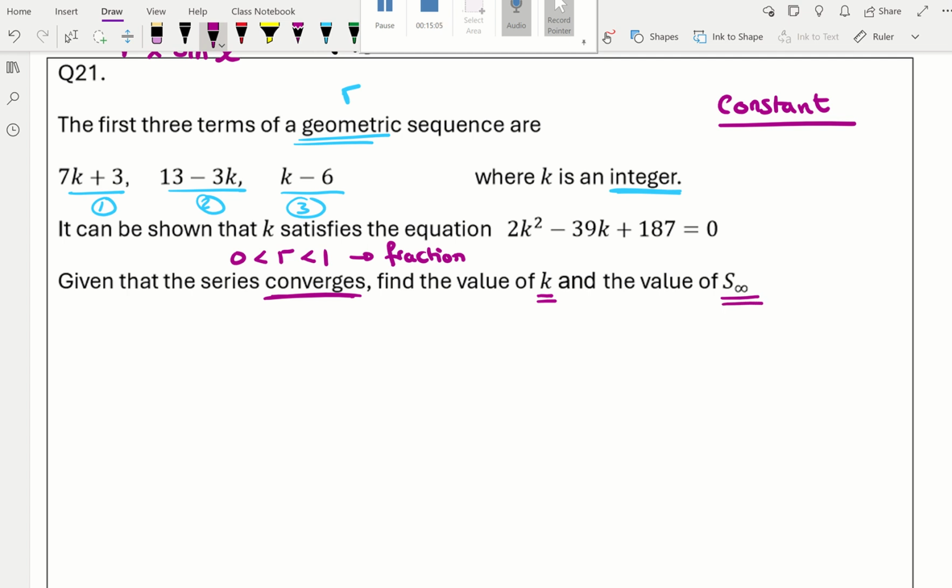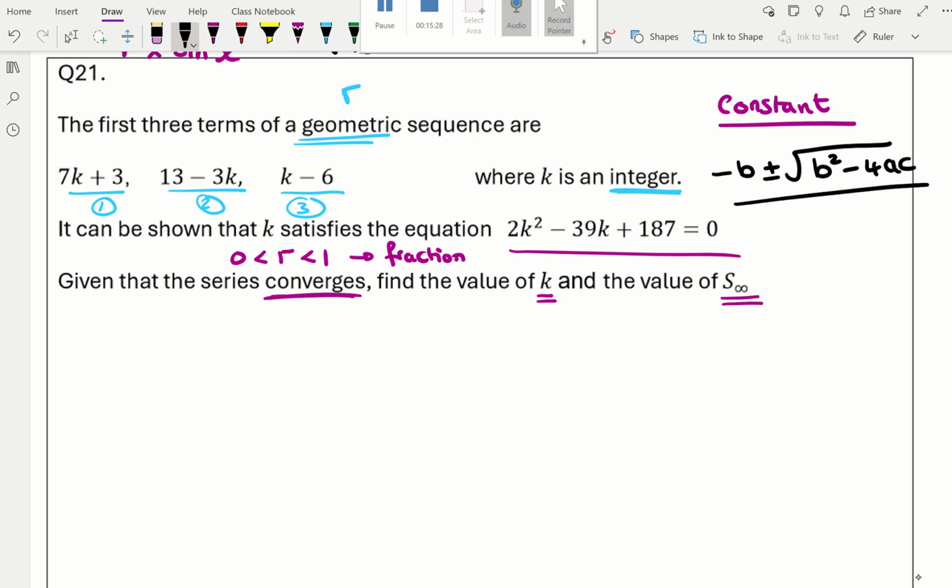Well, the first thing you can do to find k is to solve that equation. So show your workings. You've got the quadratic formula, which should be in your formula book: minus b plus or minus the square root of b squared minus 4ac, over 2a. That's going to give you k. It will give you two values, and you have to choose which one.